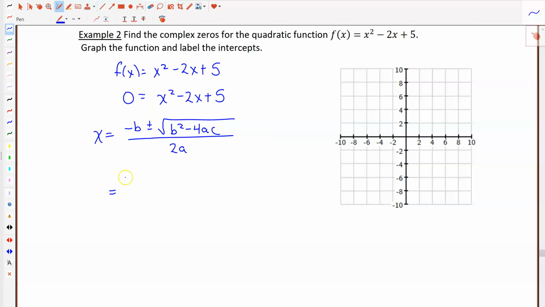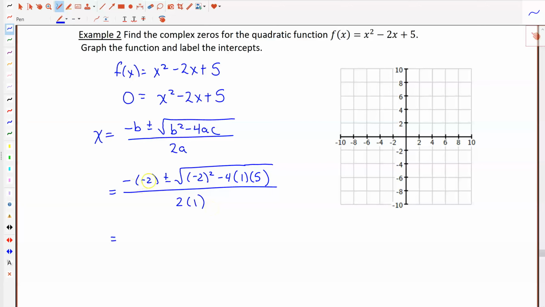Let's start substituting in our values. So I'll get negative 2 plus or minus the square root of negative 2 squared. Don't forget about the parentheses when you substitute in that negative 2. Minus 4 times 1 times 5. Make that radical bar a little bit longer. Make sure we capture the entire radicand. Big long fraction bar here, and it's all over 2 times 1.